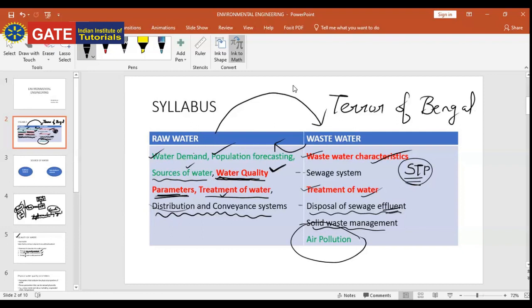And what after that? Even if you do size reduction or volume reduction, still the waste is there, right? So what can you do with the solid waste? How can you manage it or how can you dispose it? You have to study about it. Have you heard of landfills? You have heard of it, right? Landfills are the places where we dump solid waste, right?